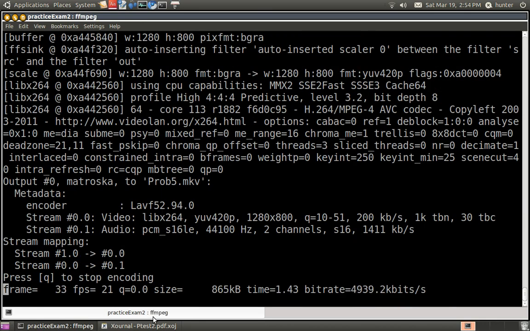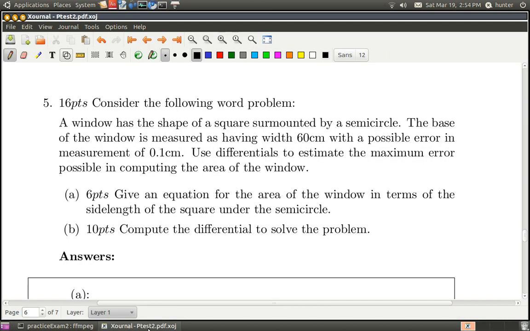Let's take a look at problem 5 on the practice exam. So, this one has a story. It says a window has the shape of a square surmounted by a semicircle. The base of the window is, okay, so blah blah blah. Let's come back to that in a second. Let's just make sure that we have an idea of the kind of thing that they're talking about.